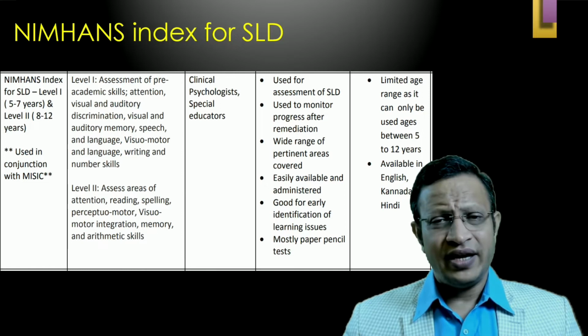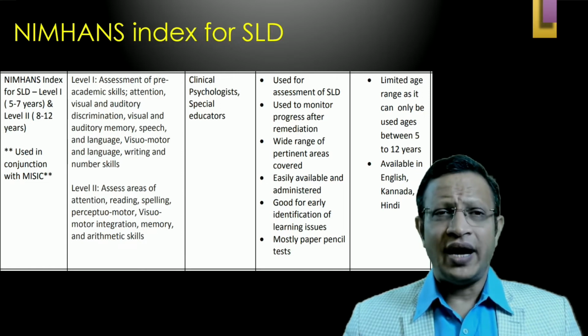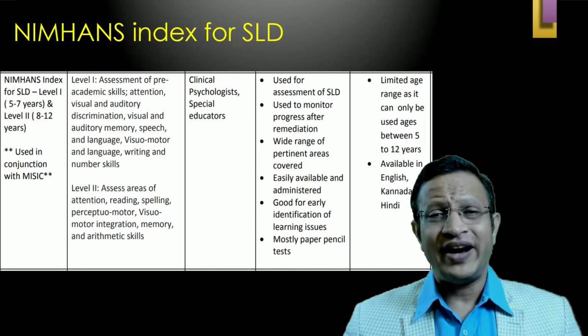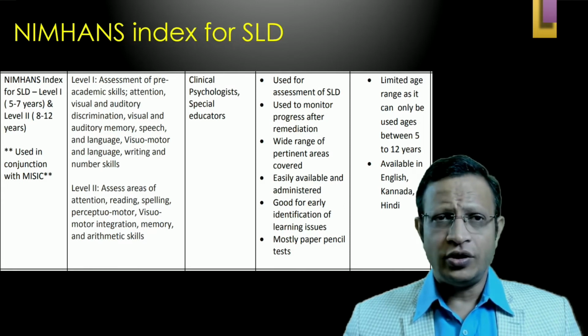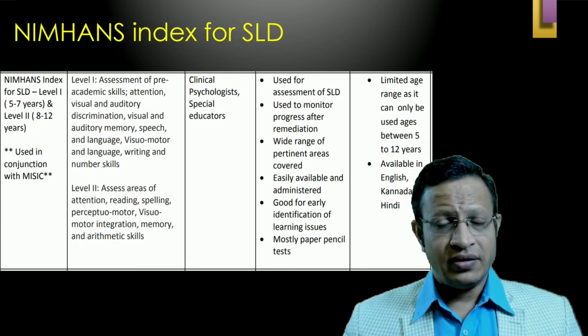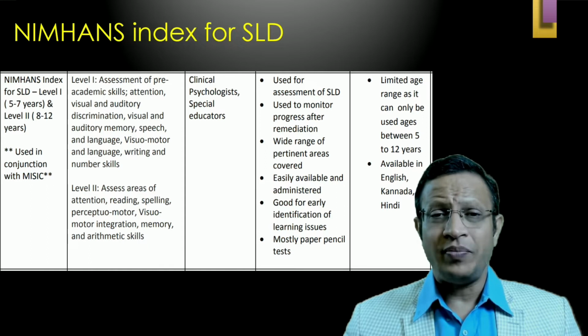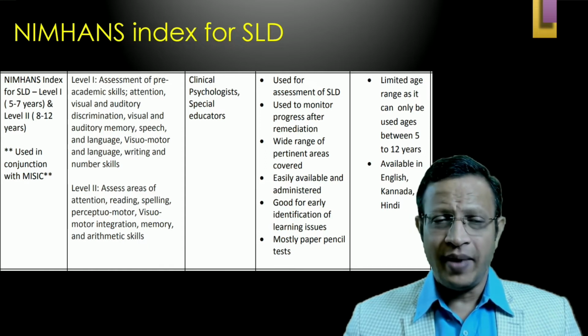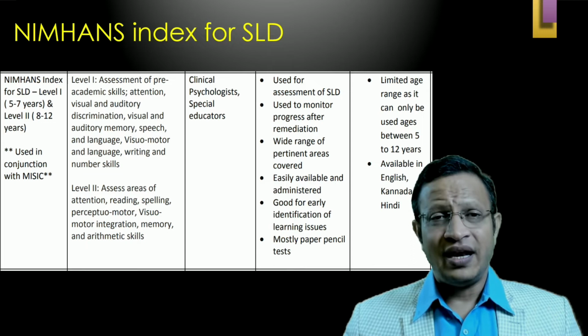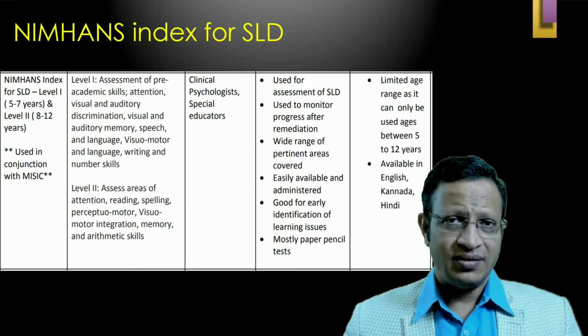If you look at the NIMHANS index for SLD, it has level 1 and level 2. Level 1 is used for 5 to 7 years and level 2 is for 8 to 12 years. Here, this assessment is administered by the clinical psychologist or the special educators who have been trained in using the SLD assessment battery. In level 1, the assessment covers pre-academic skills, attention, visual and auditory discrimination, visual and auditory memory, speech and language, visuomotor and language, writing and number skills. That is level 1.